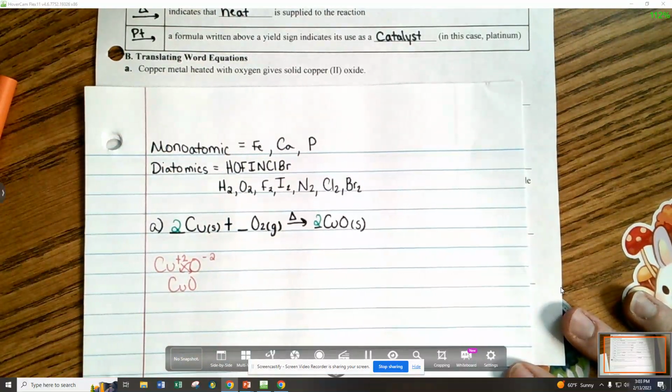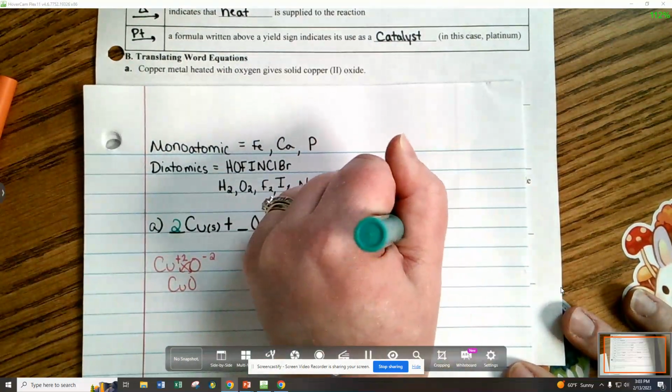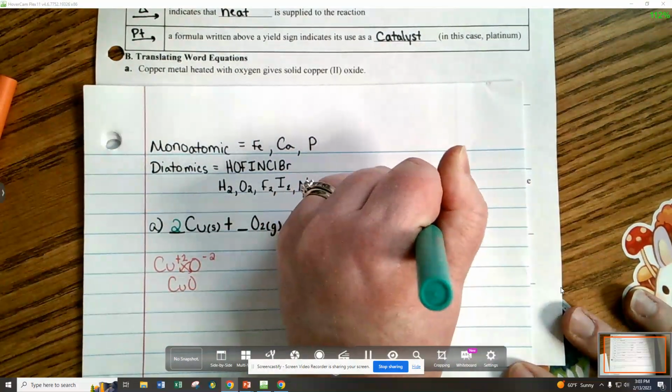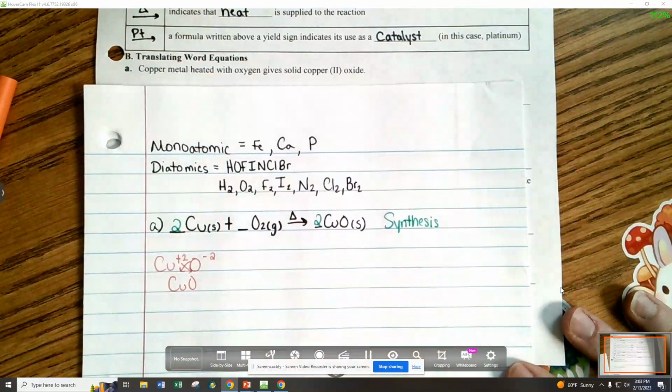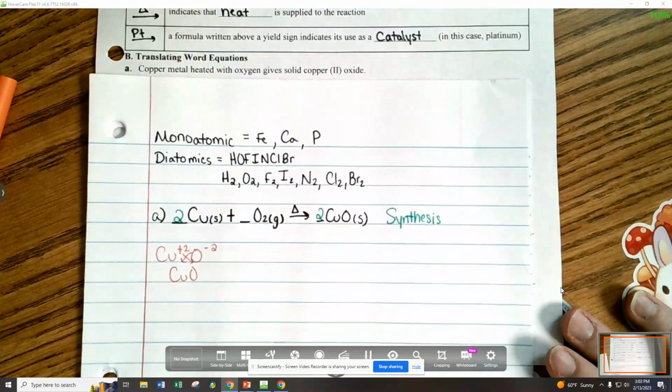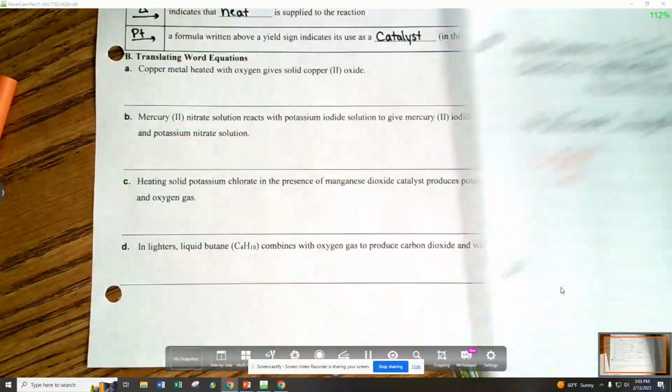The last thing, just as a review for our quiz on Tuesday, is the product type. This is synthesis. We can see that elements are combined into one product. Okay? So now for example B, and I'm going to move my camera real quick.